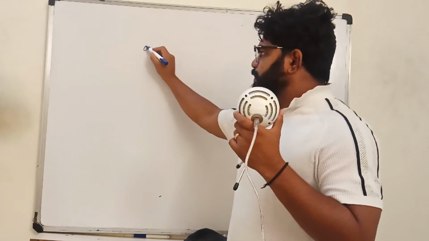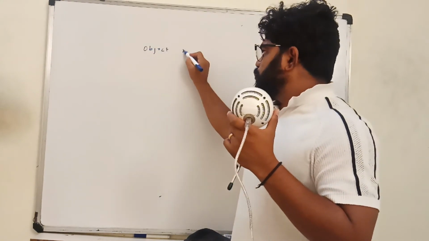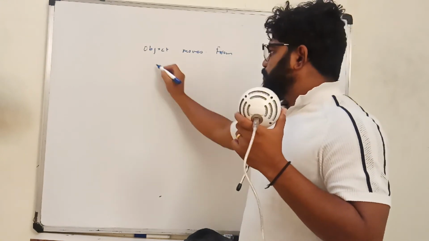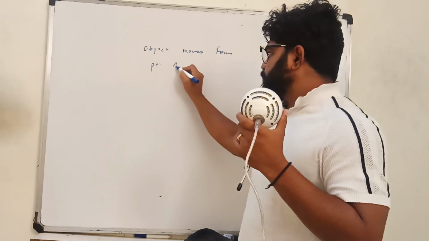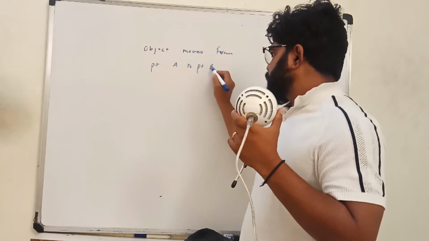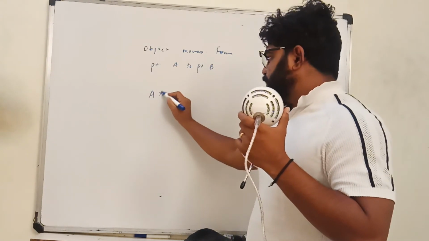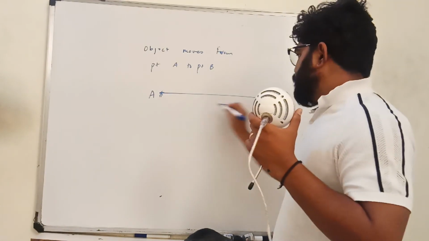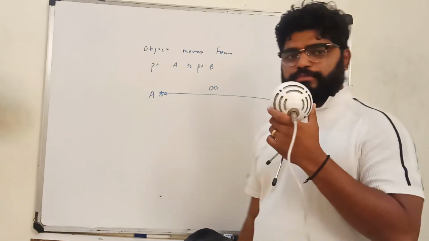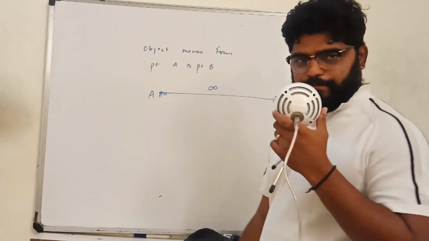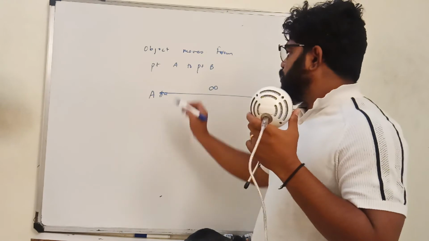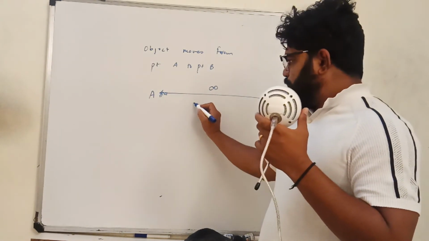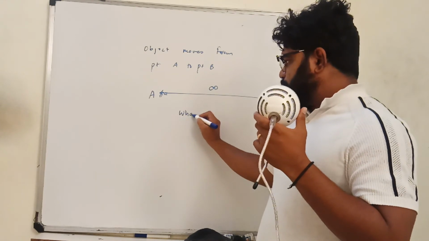See here, the question is like this. Now an object moves from point A to point B. The distance between these two points is infinite, right? So the object moves from point A to point B. It covers infinite distance, and what is the work done?